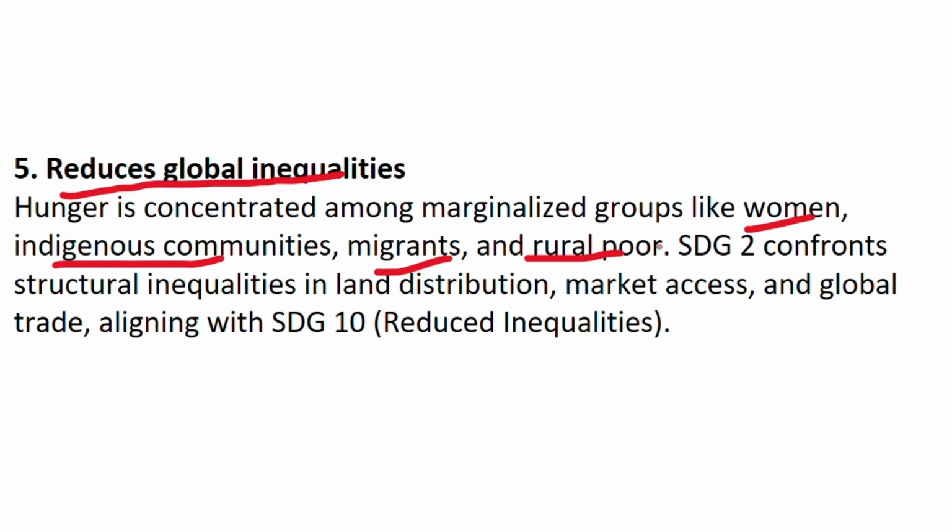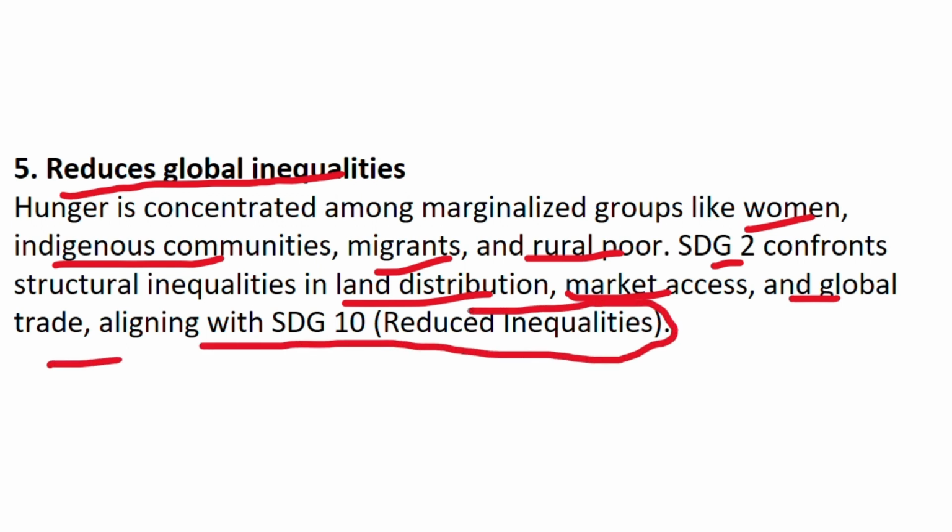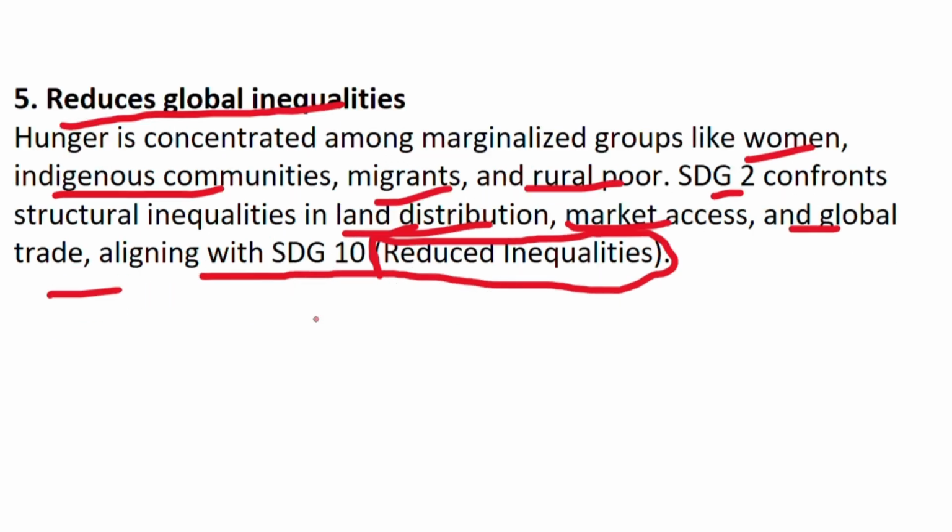The rich class will always find some ways to get food. But SDG 2 aims to confront structural inequalities in land distribution, market access, and global trade, aligning with SDG goal 10. Here we are trying to make some important interlinkages between other SDG goals. So it is such an important activity. We should be able to produce such interlinkages with other SDG goals. So it reduces global inequalities, right? We will make sure that the farmers, women and other marginalized sections get enough access to the market, and thereby we ensure such inequalities in access are not experienced. So let's move on to the next point.